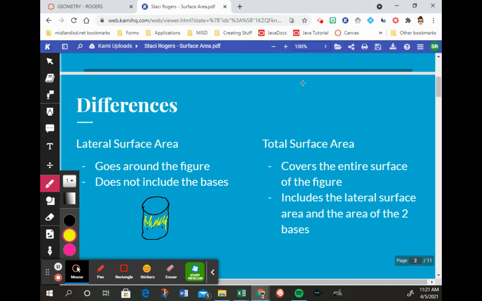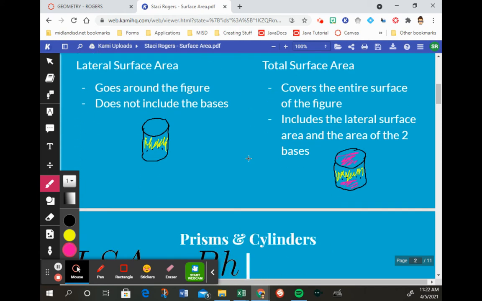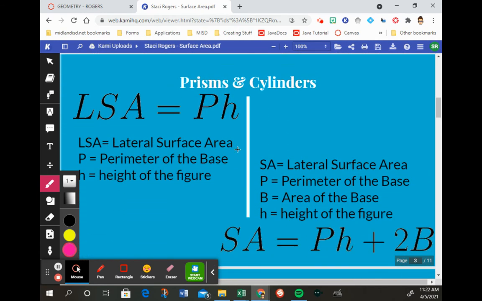Total surface area does include the bases. So we have our cylinder again, and this time we're going to cover our lateral surface area, but then we're also going to talk about the bases and cover them also. So it's just like wrapping up a Christmas present, finding how much wrapping paper we're going to use. All right. Prisms and cylinders.